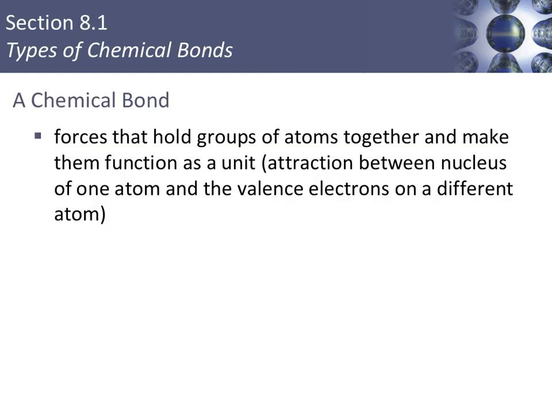In the first section of Chapter 8, we're looking at types of chemical bonds. A chemical bond is a force that holds a group of atoms together to make them function as a unit. So, the attraction between the nucleus of one atom and the valence electrons on a different atom.